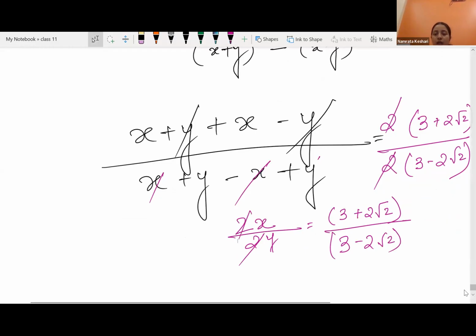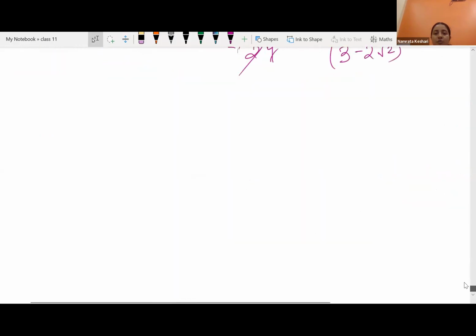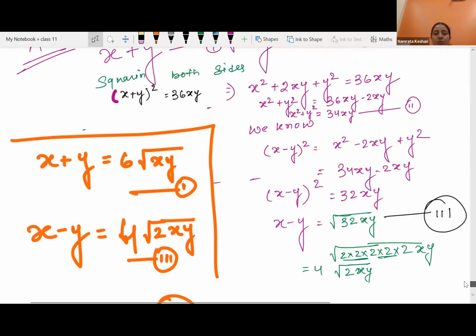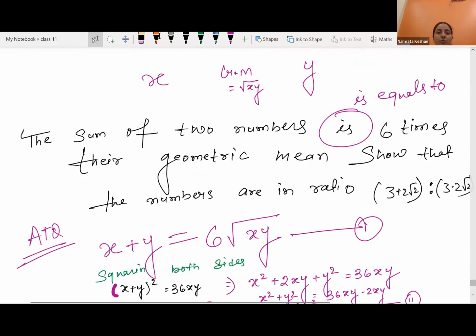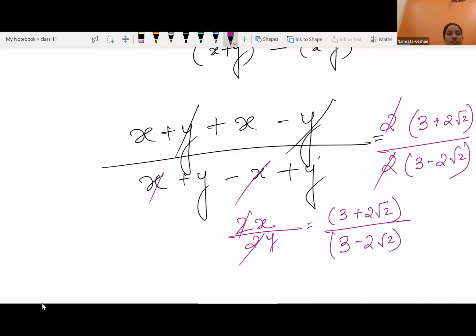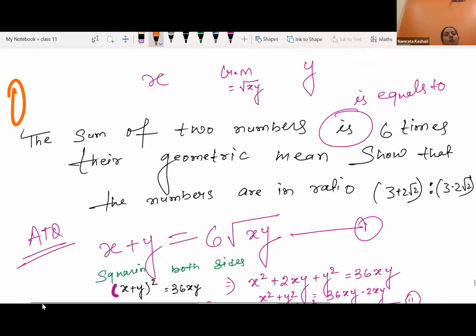3 plus 2 root 2 by 3 minus 2 root 2. x by y is 3 plus 2 root 2 by 3 minus 2 root 2. This is what we were supposed to prove in the question. The sum of two numbers is 6 times their geometric mean. Show that the numbers are in ratio 3 plus 2 root 2, 3 minus 2 root 2. That's what we have obtained.